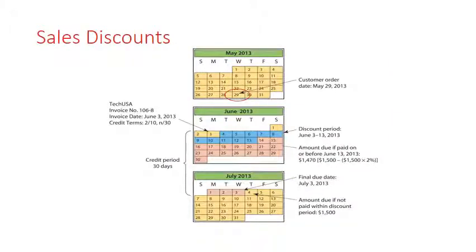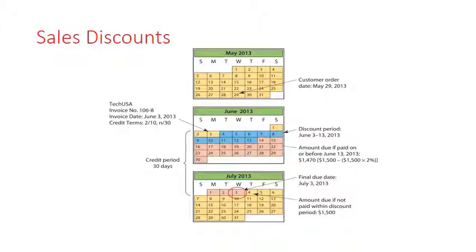So if we look, May 29th, that's the original customer order date. June 3rd is the invoice date. That's when the 10 and the 30 days starts. And then our discount period is the 10 days. So that's June 3rd to the 13th in blue. So if they pay from the 3rd to the 13th, they get a 2% discount on their invoice.